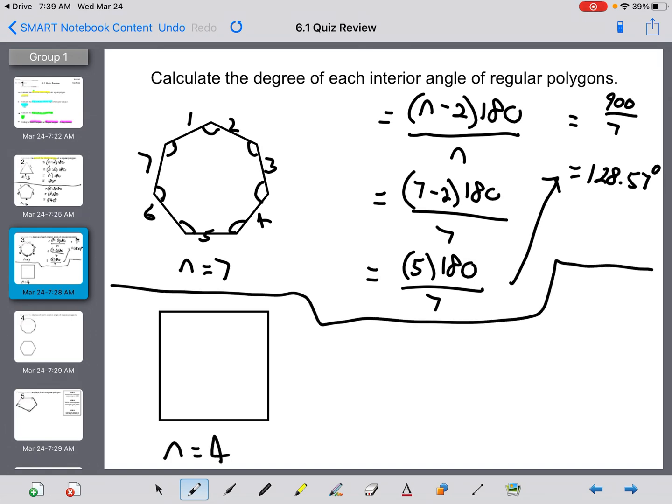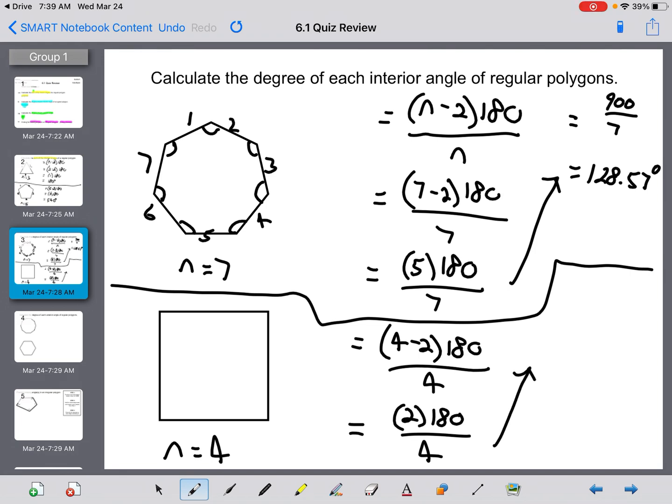Okay, here we have a square, so n equals 4. So we have 4 minus 2 times 180 all over 4, which is really just 2 times 180 over 4. 2 times 180 is 360, and 360 divided by 4 in the calculator gives us 90 degrees.